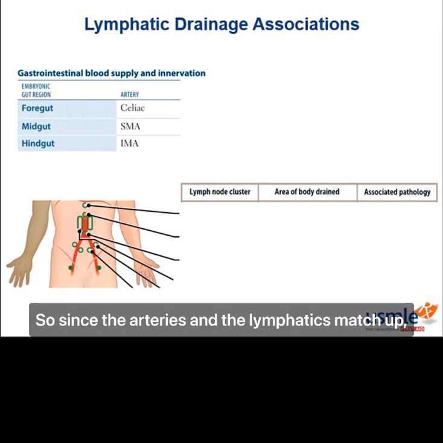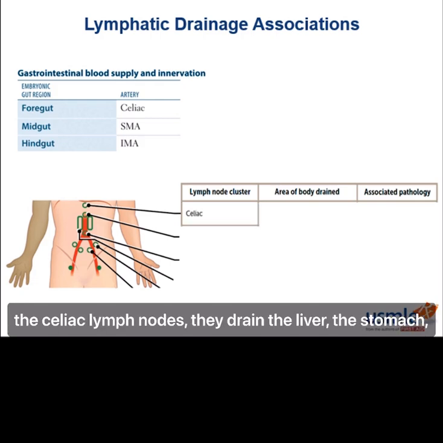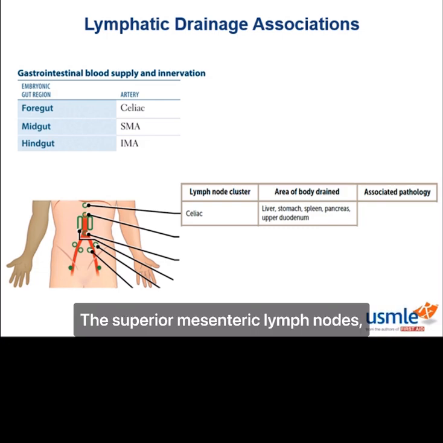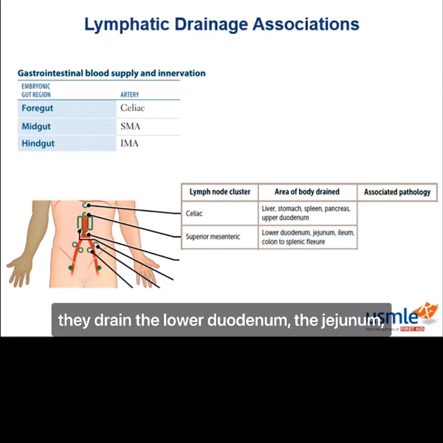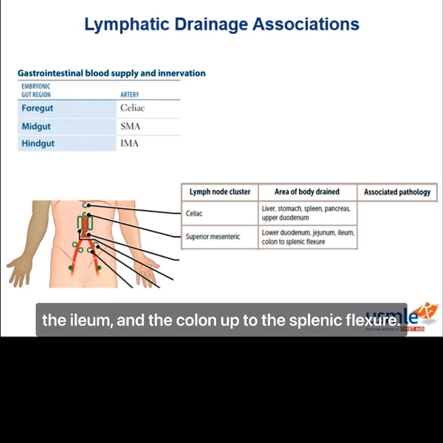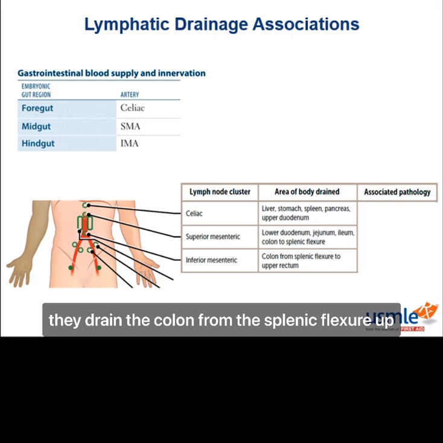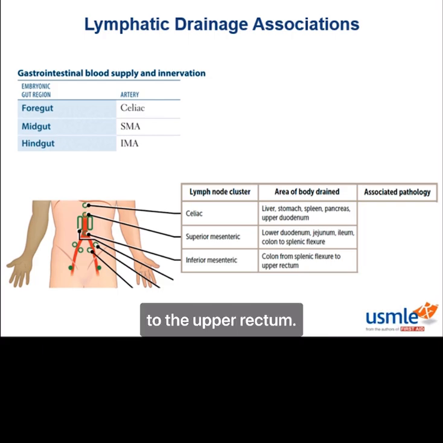So since the arteries and the lymphatics match up, the celiac lymph nodes, they drain the liver, the stomach, the spleen, the pancreas, and the upper duodenum. The superior mesenteric lymph nodes, they drain the lower duodenum, the jejunum, the ileum, and the colon up to the splenic flexure. And the inferior mesenteric lymph nodes, they drain the colon from the splenic flexure up to the upper rectum.